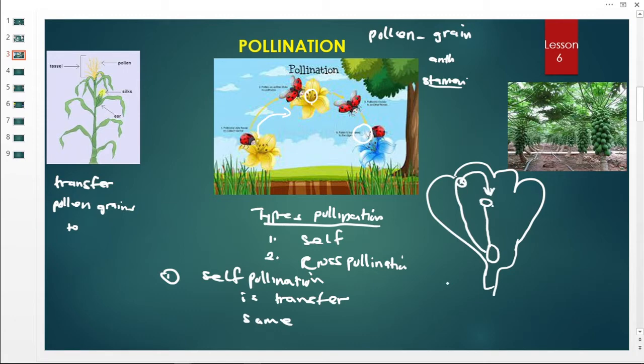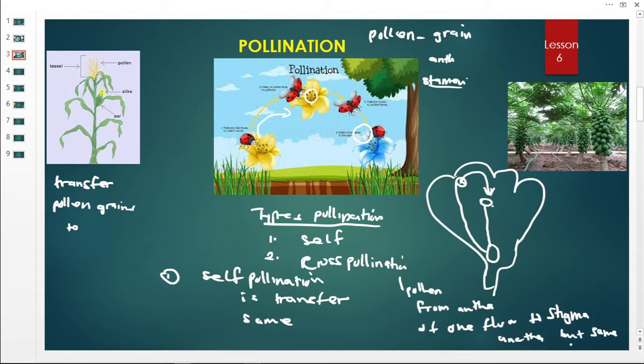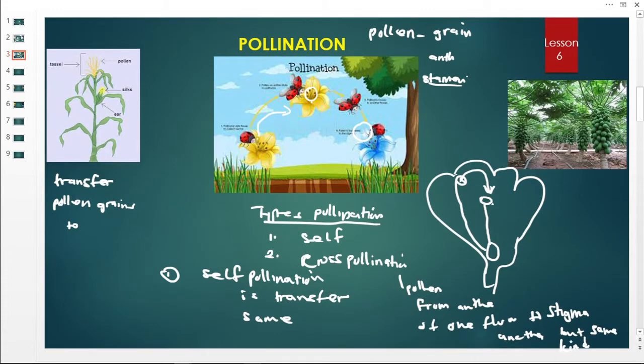Then the opposite is cross-pollination. Cross-pollination is the transfer of pollen grains from the anther of one flower to the stigma of another flower, but of the same kind. So there are two different flowers, but the flowers are of the same species, they are of the same kind.